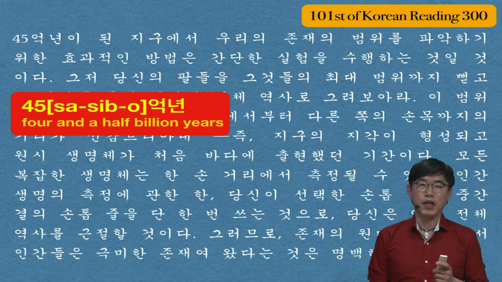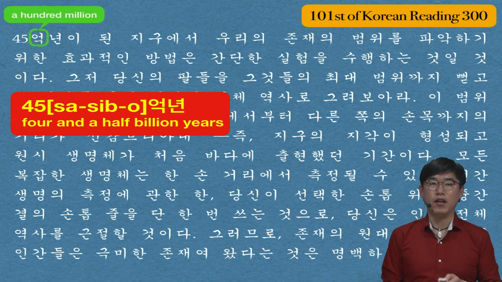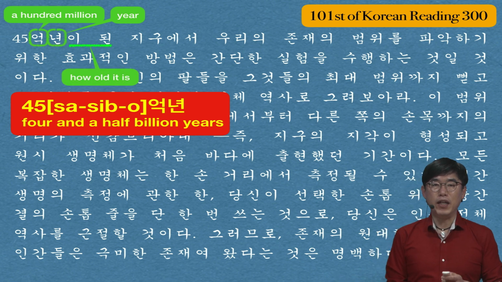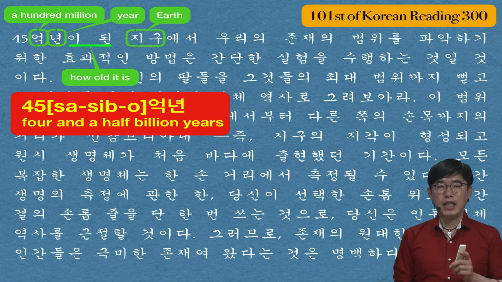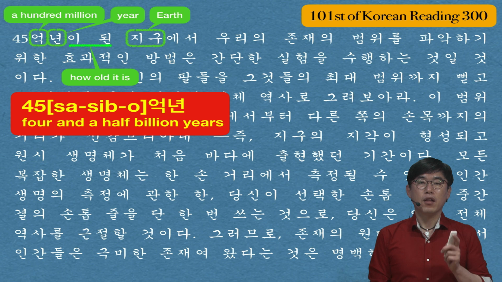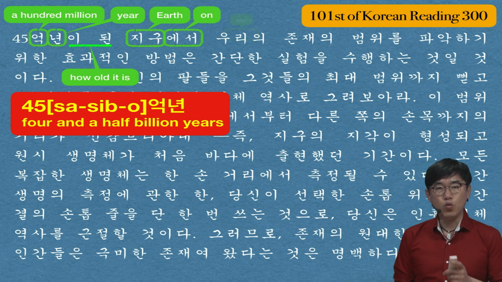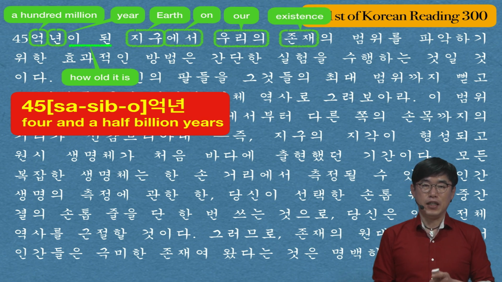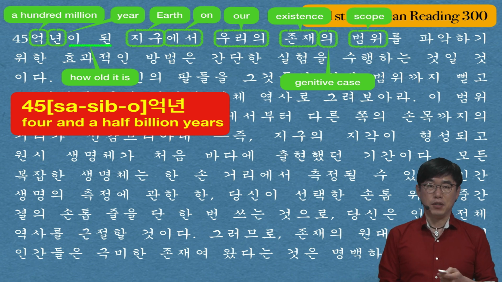As we Koreans have had a different numerical digit system, the unit 억 is the same as 100 million. The letter 년 is a year, and the letter 이 then indicates how old it is. And 지구 is Earth, so 45억 년이 된 지구 is the 4.5 billion year old Earth, right? And 에서 is the same as on in English. And 우리의 is our, and 존재 is existence, and 의 is a genitive case, and 범위 is a scope, and 를 is the objective case.